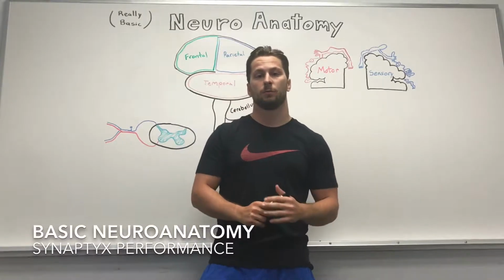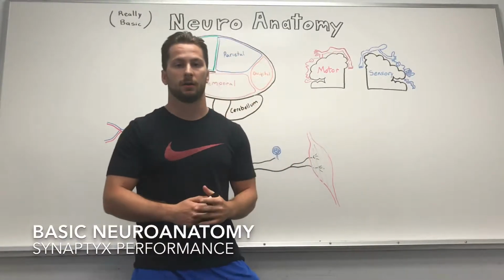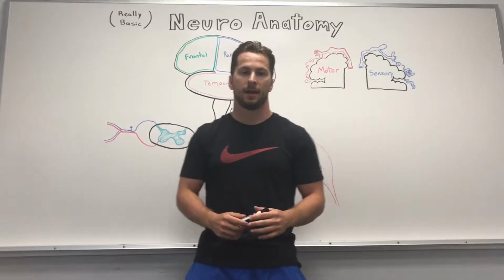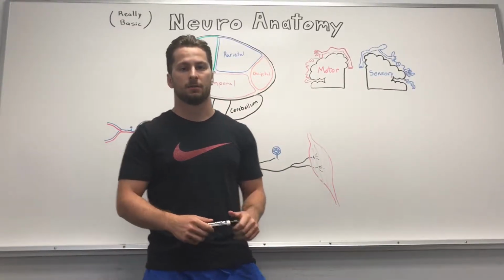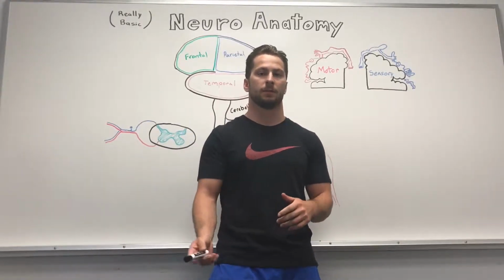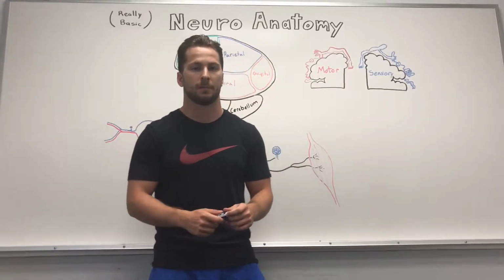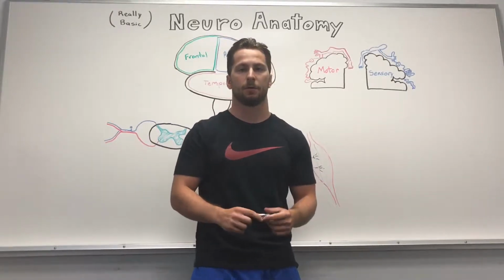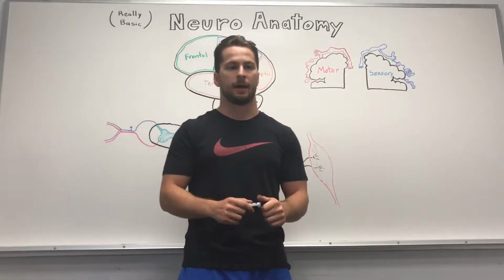To our Physiology 101 series. Today we're going to be talking about a little bit of neuroanatomy. And I know neuroanatomy is a pretty complex topic, so today we're going to be keeping it pretty simple, just talking about some of the basic components of our nervous system and how they work.